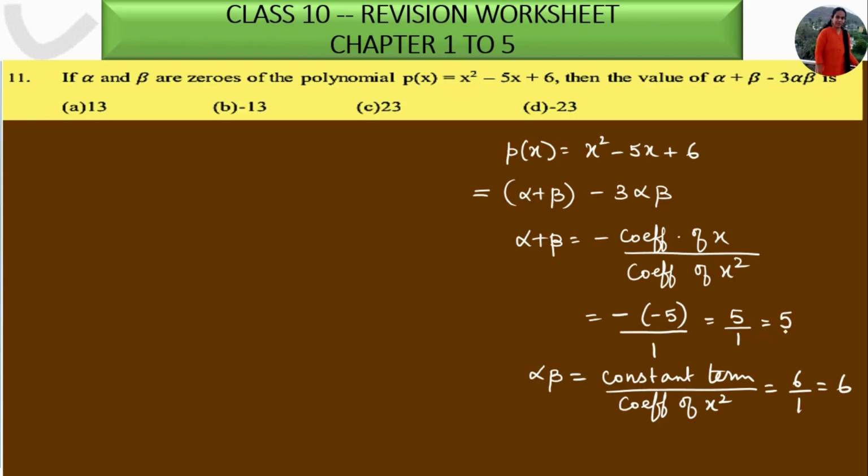So what is alpha plus beta? It is 5 minus 3. What is alpha beta? It is 6. So 5 minus 3 into 6, 18. So what is 5 minus 18? It is minus 13. So option B is the right answer. So B, minus 13, is the right answer.